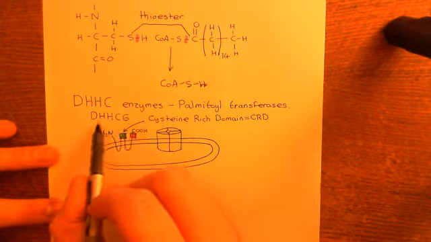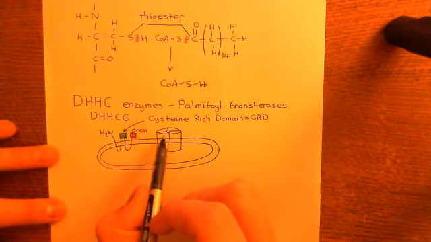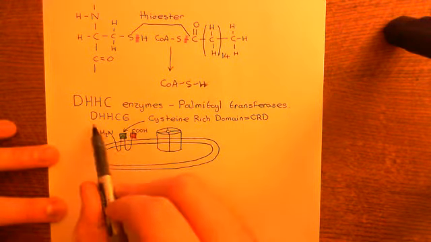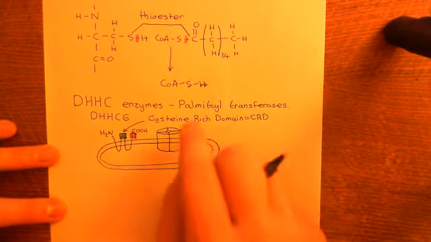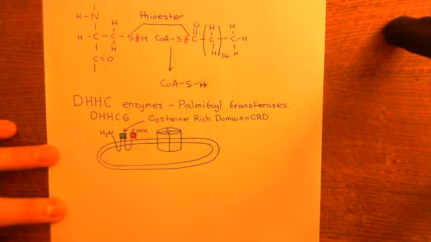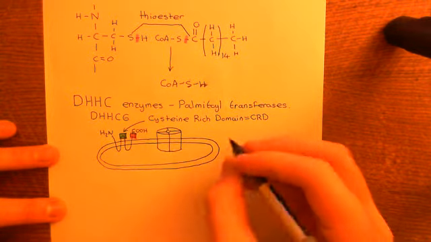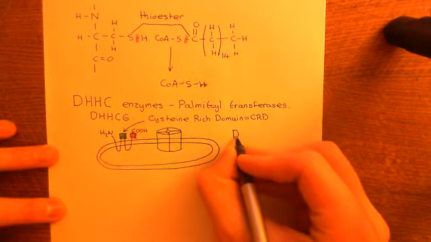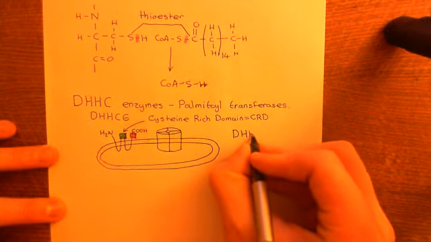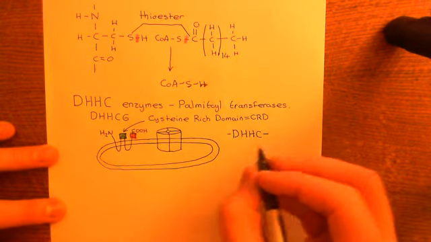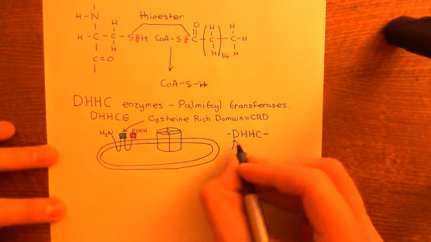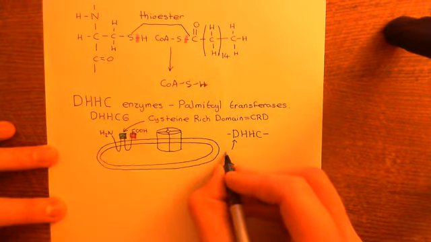The one that's involved, or believed to be involved, in the palmitoylation of the IP3 receptor subunits is DHHC6. This sequence within the cysteine-rich domain is conserved within all of them and is very important in the catalysis of the palmitoylation process. This is the sequence D, H, H, C, and this is why all of these enzymes are called DHHC enzymes.